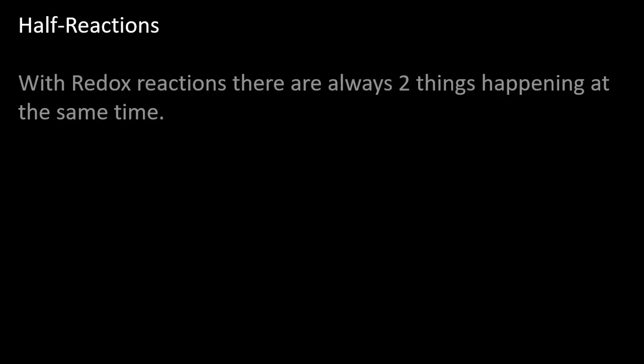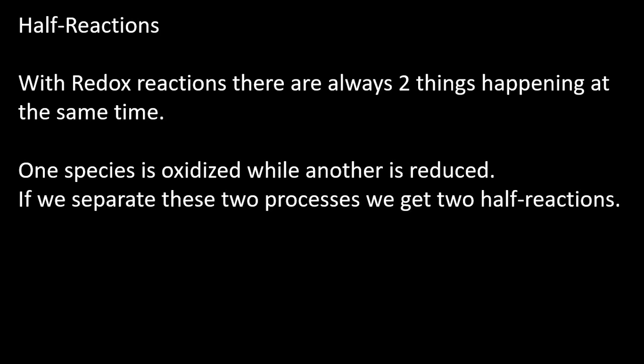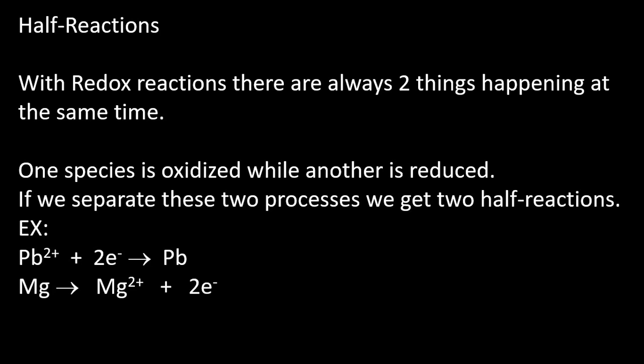Now, this process is what we call the half reaction. While one species is oxidized, the other is reduced, because you can't have the two processes happening independently. They happen together, right? Now, if we, on a piece of paper, separate those two processes, we get what we call the half reactions. So, lead, going from 2+, picking up 2 electrons, becomes lead metal. Magnesium metal, giving up the 2 electrons, gives you the magnesium 2+; 2 electrons are given off as well. So these are the half reactions.